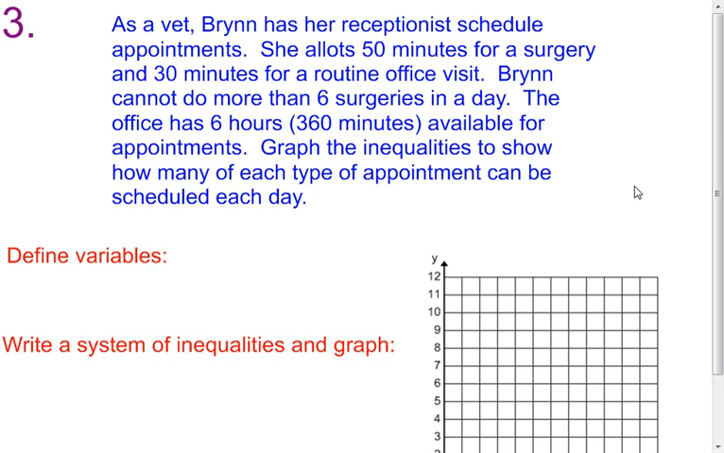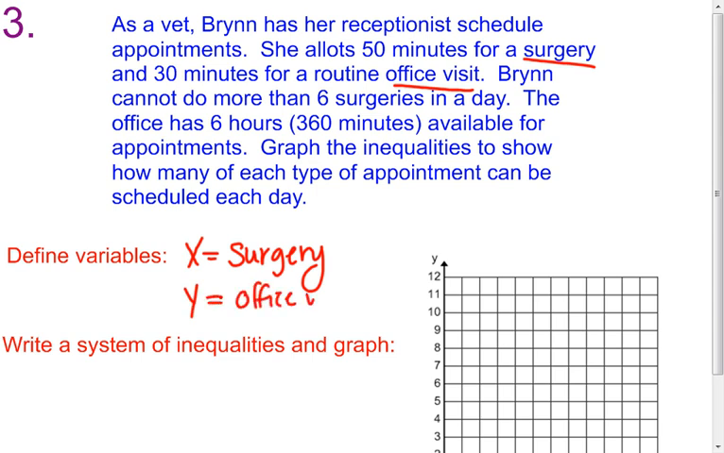This first problem, we're looking at Yvette Bryn, who has her receptionist schedule some appointments. She allots 50 minutes for surgery. So let's just call surgery x, okay? You have to define your variables. So x is surgery. And then 30 minutes for an office visit is your other variable, your other thing you're talking about in this problem. So y, let's call office visits.